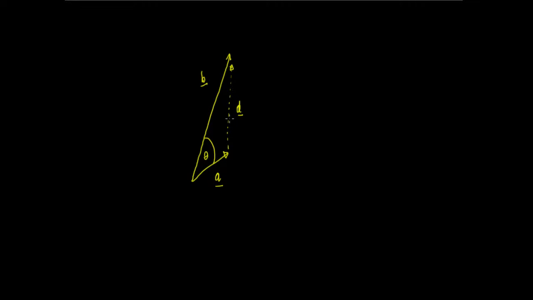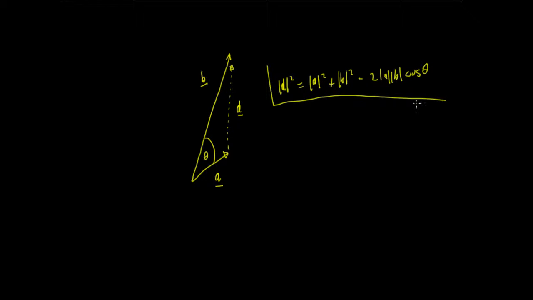and the angle in between these two here is theta, then we can work out the length of D by using the cosine formula. The cosine formula tells us that the length of D squared equals the length of A squared plus the length of B squared minus twice the length of A times the length of B times the cosine of the angle between them. That's the cosine formula for finding the length given two sides and the included angle.